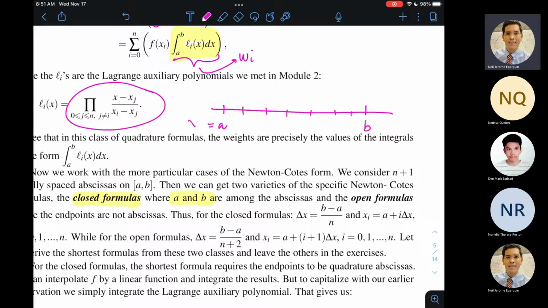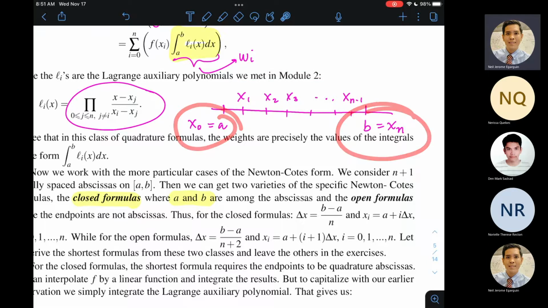So A definitely will be your x sub 0. B will definitely be our x sub n. This guy would be x1, x2, x3, hanggang x sub n minus 1. Alright? So in essence, ang pipili lang tayo ng n minus 1 additional abscissas to be included with A and B para mabuo yung set of n plus 1 points na gagamitin natin.